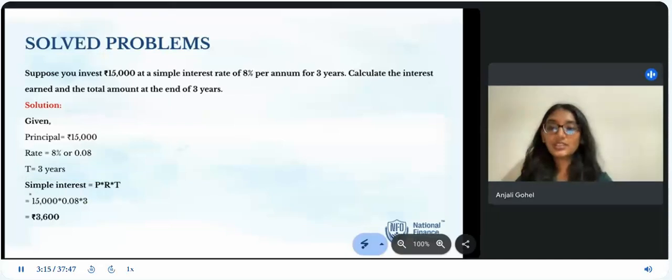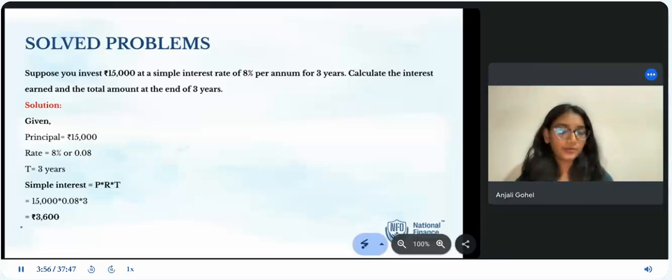So the interest that you would earn will be 15,000 multiplied by the rate, which is 0.08, multiplied by the tenure, that is the time, which is 3 years. When you do that, you will receive an interest of 3,600 rupees over the 3 years, which means after 3 years in your bank account, you would have not 15,000, but 15,000 plus the interest accumulated over the 3 years, which is 3,600. That would sum up to 18,600 rupees in your investment.